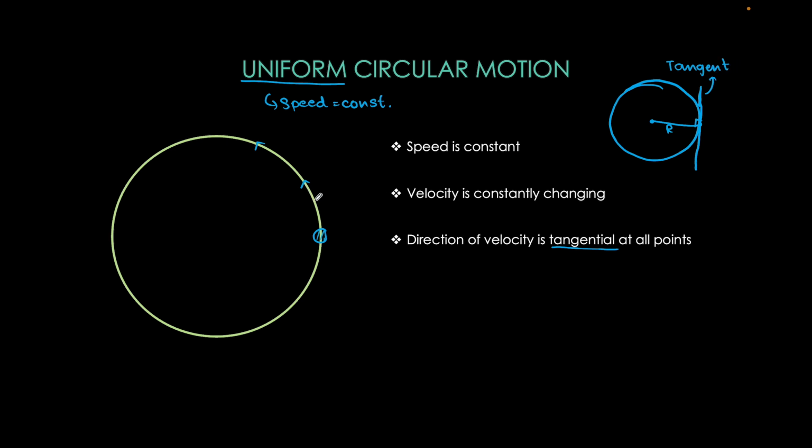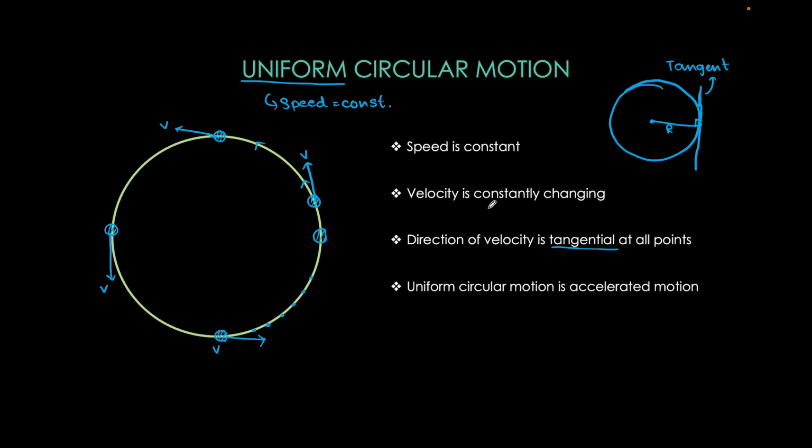So at every point on the circle, let's say if the object is at this point, then the direction of velocity is always tangential to that point, right? So this is the direction of velocity. If let's say the object is at this point, then the direction of velocity will be in this direction. Let's say if the object is here, the direction of velocity is in this direction. And if the object is here, the velocity is pointing in this particular direction. So you see that at every point on the circle, the direction of velocity is changing, and hence it is told that velocity is constantly changing, right?